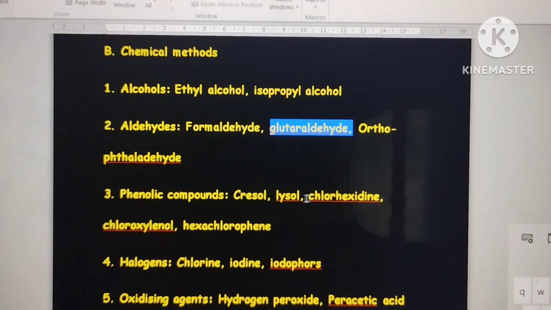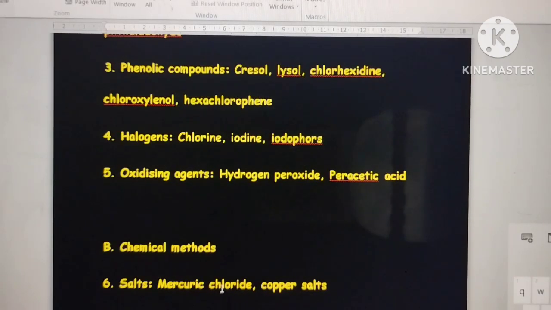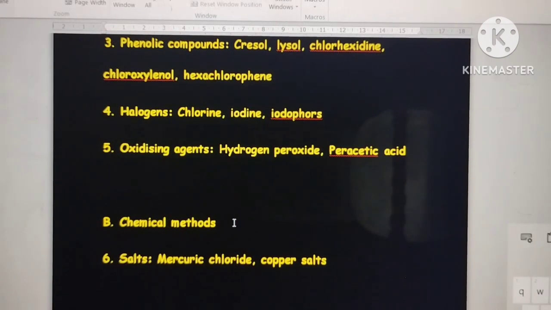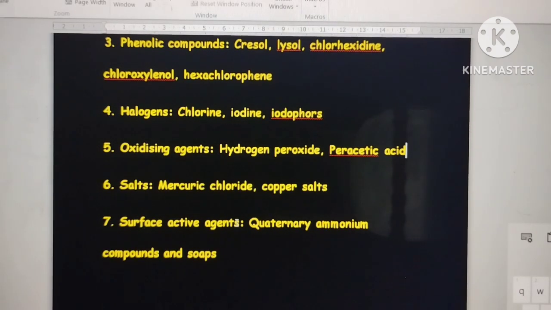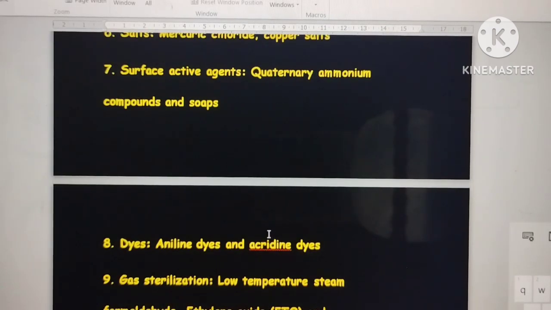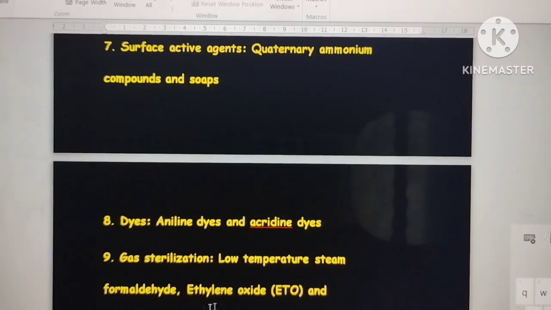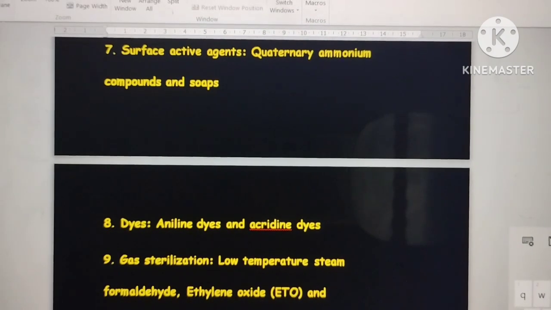Phenolic compounds are Tricosol, Lysol, chlorhexidine, chloroxylenol and hexachlorophene. Halogens are chlorine, iodine and iodophores, and oxidizing agents are hydrogen peroxide and peracetic acid. Coming to salts, it is mercuric chloride and copper salts. Surface active agents are quaternary ammonium compounds and soap. Dyes are aniline dyes and acridine dyes. Gas sterilization is low temperature steam formaldehyde, ethylene oxide and beta propiolactone, called BPL.